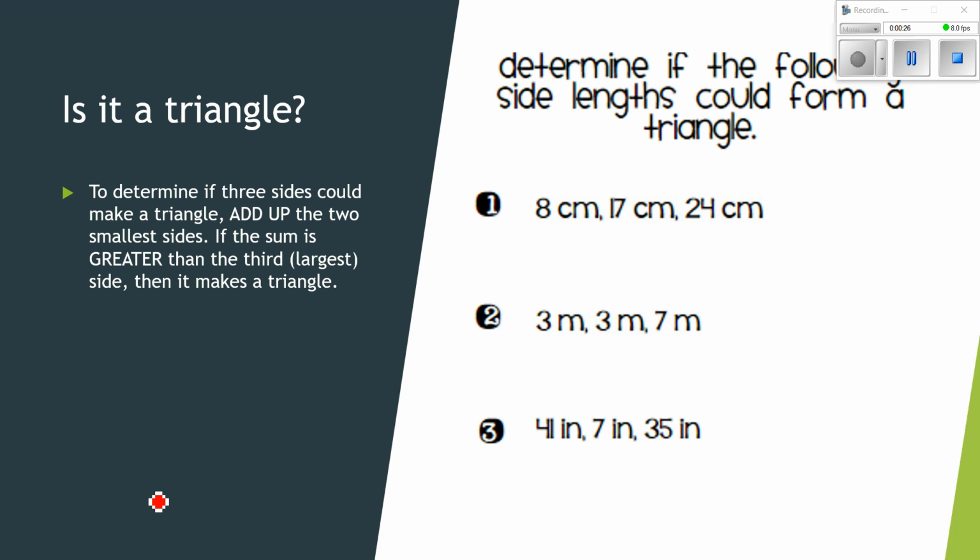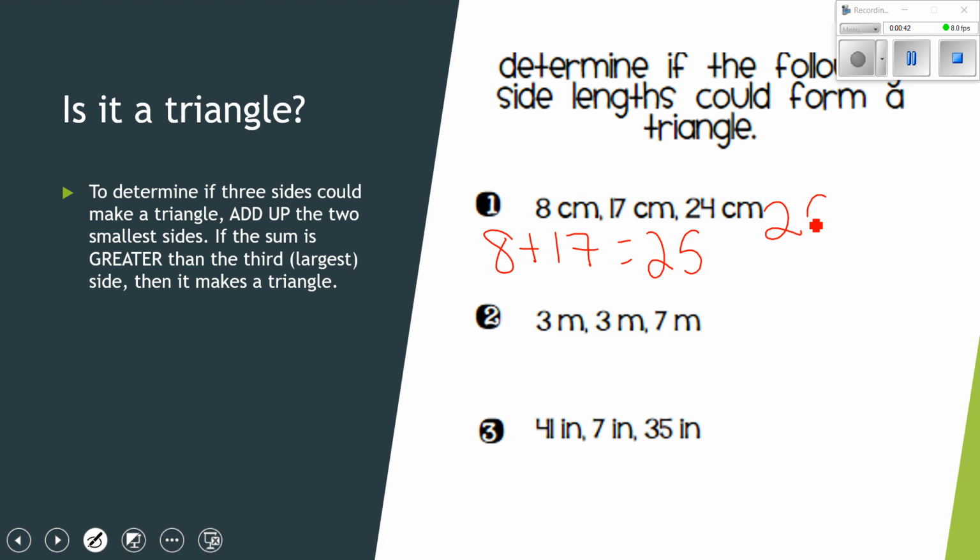So let's look at these examples over here. Determine if the following side lengths could form a triangle. On number 1, my 2 smallest sides are 8 and 17, so I'm going to add those up, and that equals 25. I need to check, is 25, my sum, bigger than 24? This is factually true. Yay, good job. It's a triangle. So yes, this is a triangle.